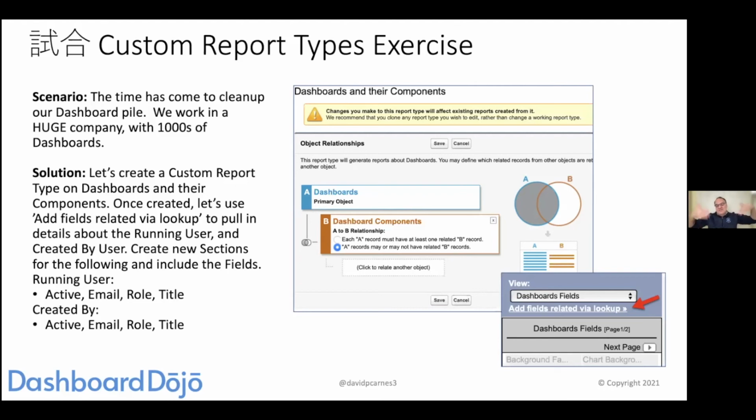We could do a third section. We could use the last modified lookup, and we could say, the person who last modified this, are they still at our company? We see this stuff all the time, especially with larger organizations, where there are dashboards that somebody created 10 years ago that nobody's looked at forever. Okay, so I want you to create a custom report type on dashboards and their components, and then use the via lookup to pull in running user fields, 4 of them, and created by fields, 4 of them.